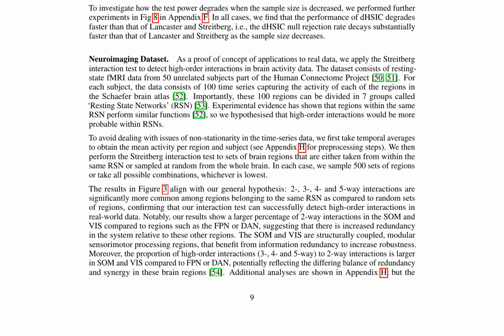Notably, the authors find a larger percentage of two-way interactions in the somatomotor, SOM, and visual, VIS, networks compared to regions such as the frontoparietal network, FPN, or dorsal attention network, DAN, suggesting increased redundancy in these regions.